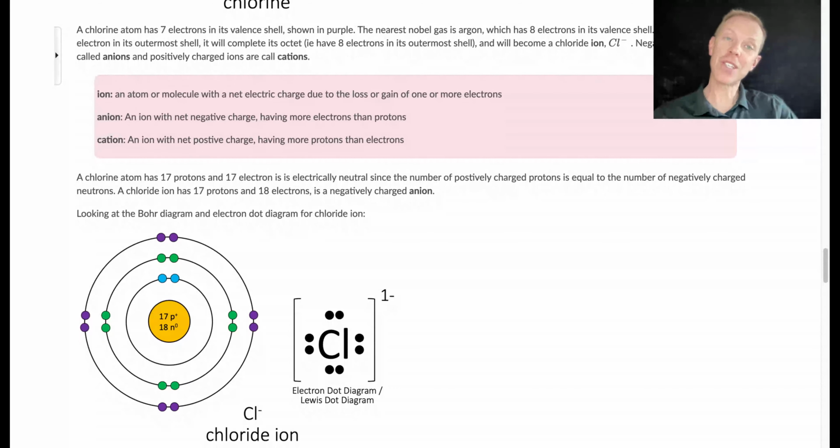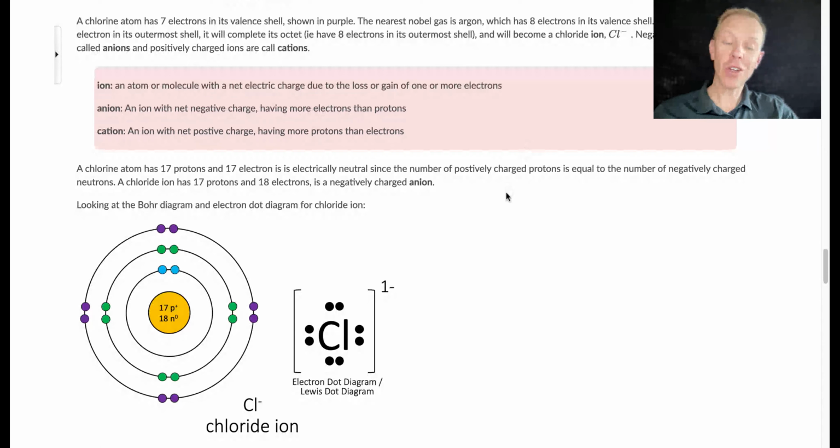So an ion is just some kind of atom or molecule with a net electric charge. And it has a charge because the number of protons no longer equals the number of electrons. An anion is something that has a net negative charge, so more electrons than protons. And a cation is something that is net positive, with more protons than electrons.